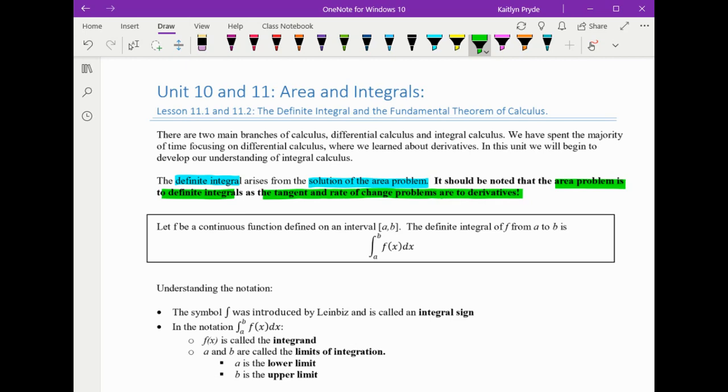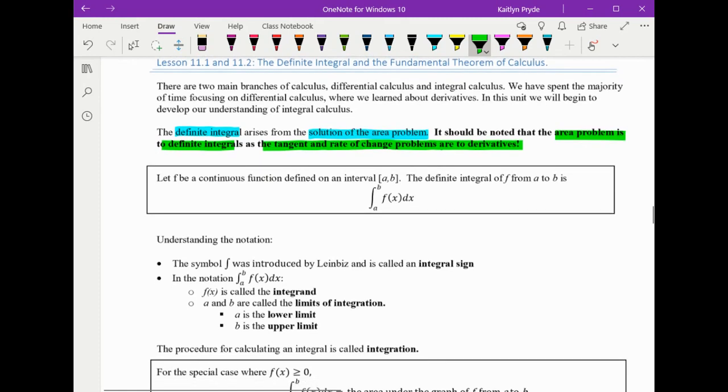So if you remember our unit 1, we kind of focused on tangents and slopes and rates of change and instantaneous velocities, and they all kind of came back to this one big idea of derivatives. Now, the same is true when you look at the relationship between the area problem and the definite integral. Now, just like before, all derivatives weren't slopes. All definite integrals aren't going to be areas, okay? But this is where it originates from.